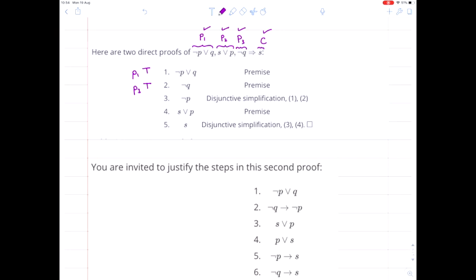Our third step uses disjunctive simplification, and you can go and check which those were, to conclude, using P1 and P3 being true, that not P is true. So that's a logical step that's been used. Our step 4 uses our third premise, so this is saying P2 is true. And then finally, our fifth step uses steps 3 and 4 and disjunctive simplification to conclude that our conclusion is true.